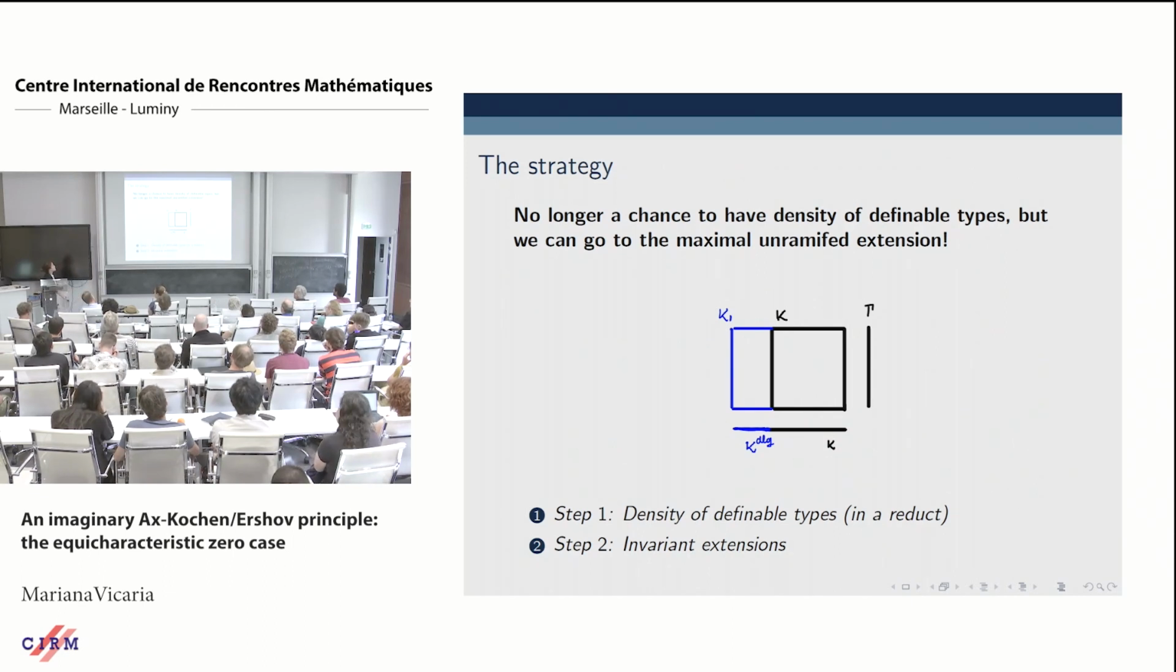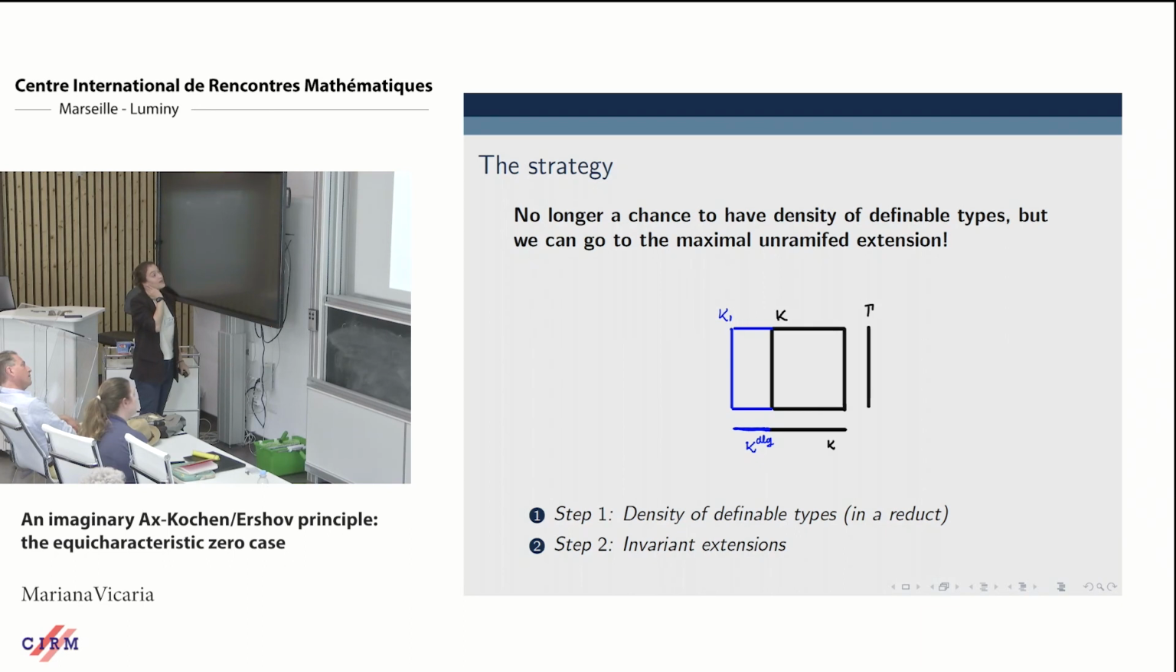And what is going to be the strategy now? Well, we want to extend to a nicer structure. So here I have my Henselian valued field K, my gamma and my residue field. And what I'm going to do is to go to the maximal unramified extension. So the value group is staying equal, and the residue field is going to be algebraically closed.